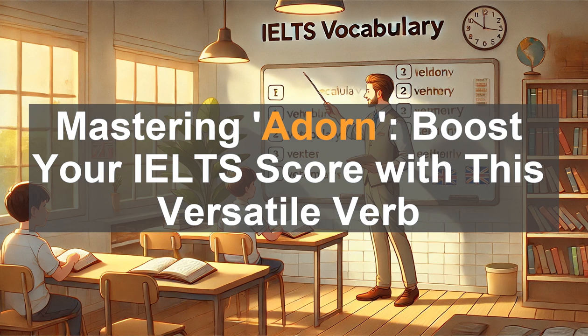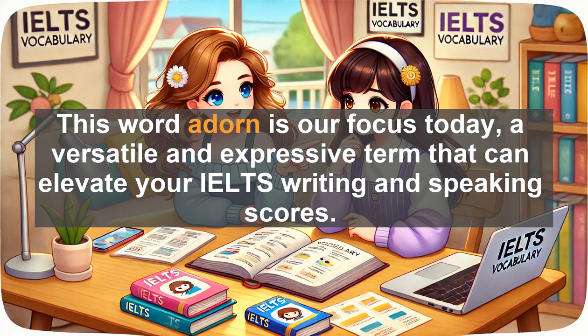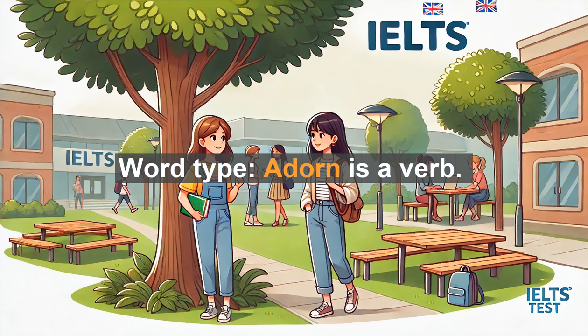Mastering Adorn. Boost your IELTS score with this versatile verb. Imagine walking into a grand ballroom, its walls adorned with sparkling chandeliers and intricate tapestries. This word, adorn, is our focus today, a versatile and expressive term that can elevate your IELTS writing and speaking scores. Word type. Adorn is a verb.